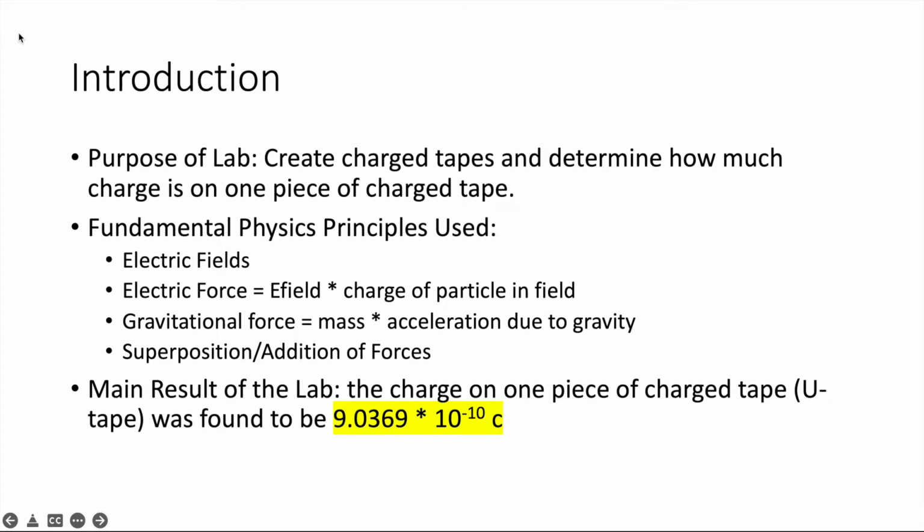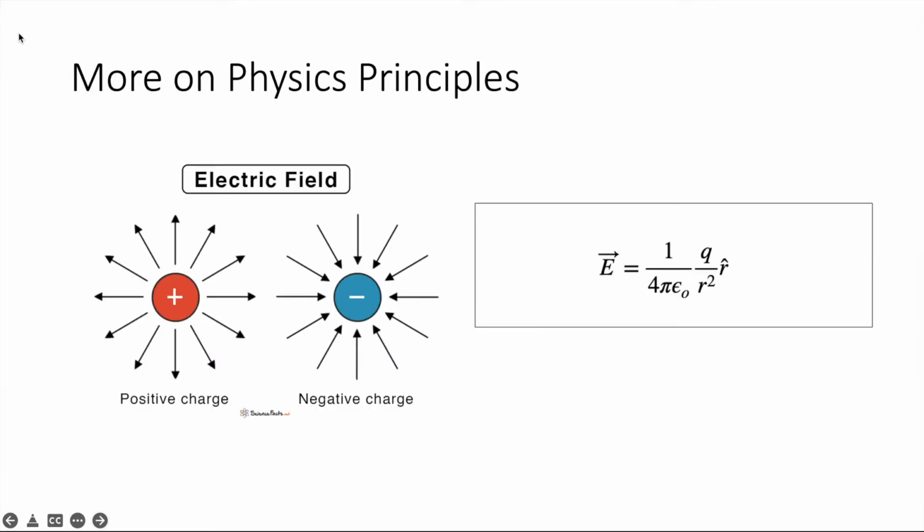The main result of the lab is that the charge in one piece of charged tape is 9.0369 times 10 to the negative 10th coulombs.